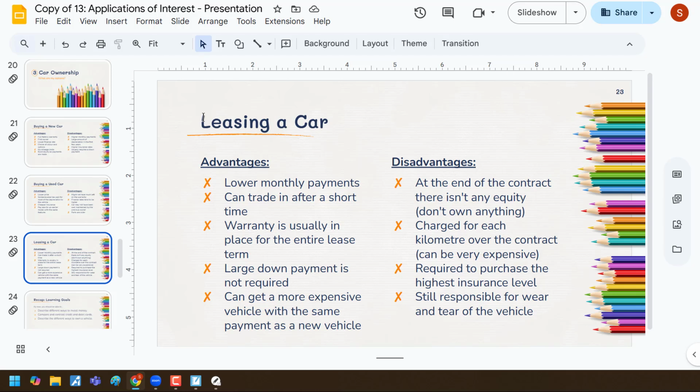So leasing a car is kind of like renting a car. That's essentially what it is. When you rent something, you just rent it for the time that you're using it. Like if you rent a hotel, you're using the hotel room, and then when you check out, you leave and the hotel room goes back to the hotel.